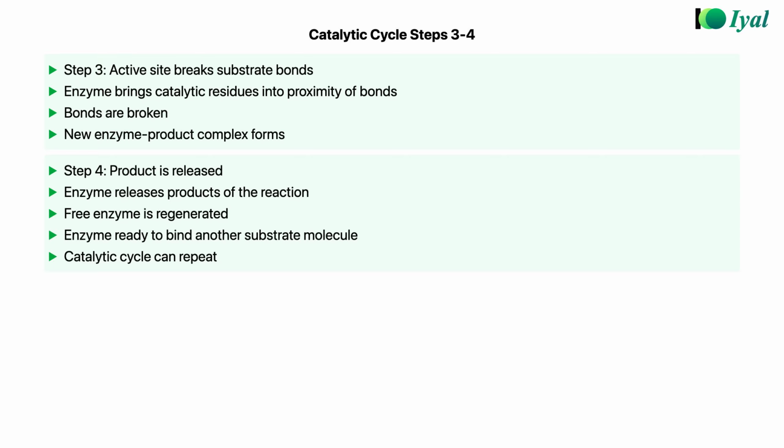Step 4 is product release and renaturation. The products are released from the enzyme. The enzyme returns to its original shape. Now it's ready to do it all over again. It can bind to another substrate molecule and run through the cycle again. This is why enzymes are so efficient. They can repeat this cycle thousands of times per second.